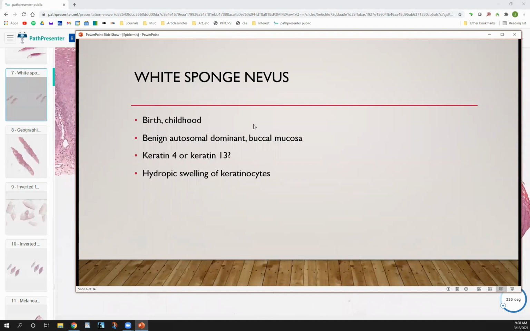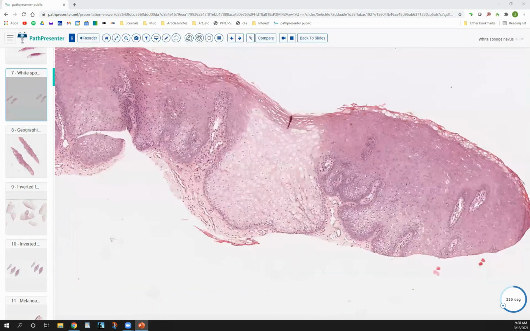Benign autosomal dominant condition, often on the buccal mucosa, involving possibly keratins 4 and 13. And this hydropic swelling of keratinocytes is what really does it. So it's a nice one to keep in the memory banks because although you won't see too many biopsies from the oral mucosa, this one's very distinctive.